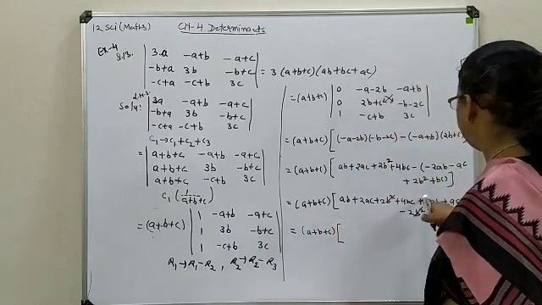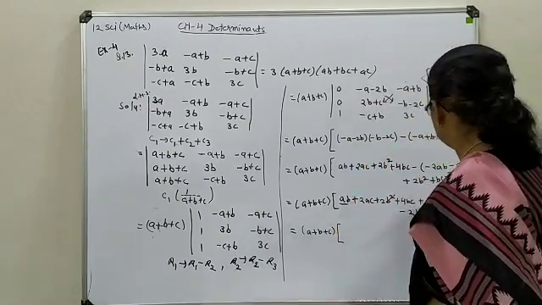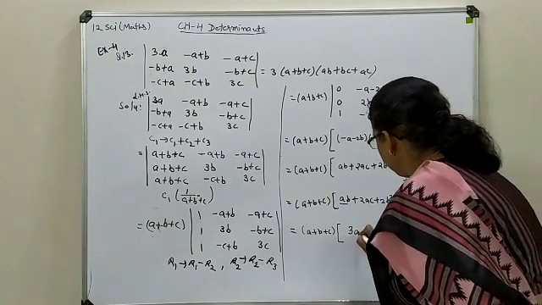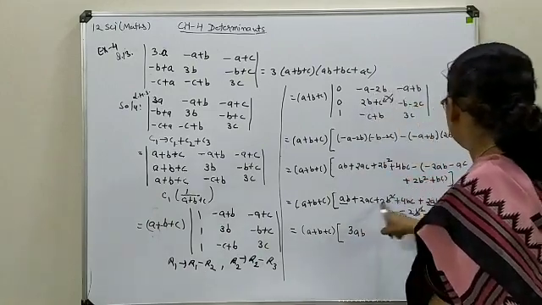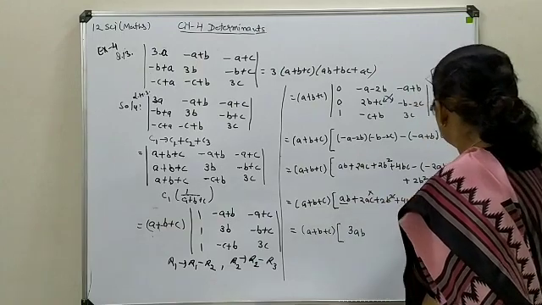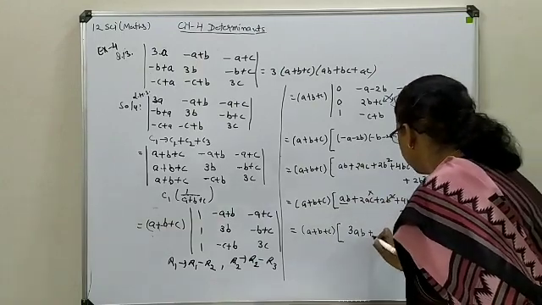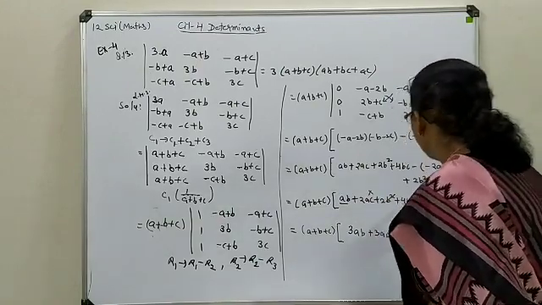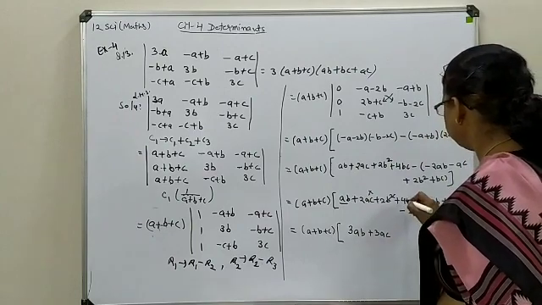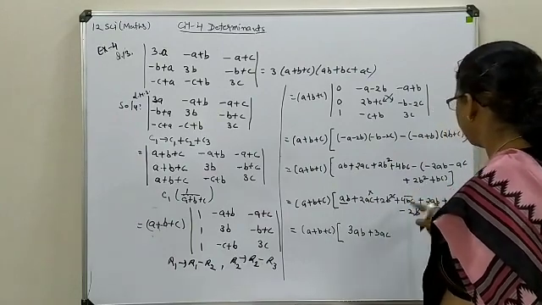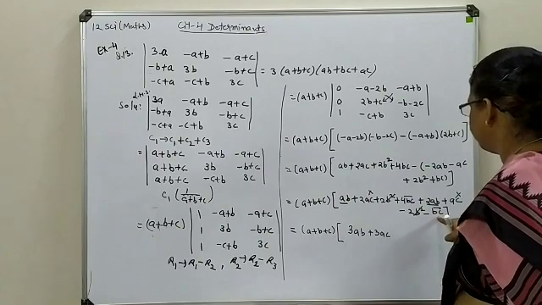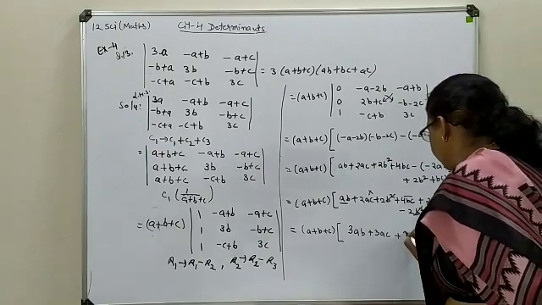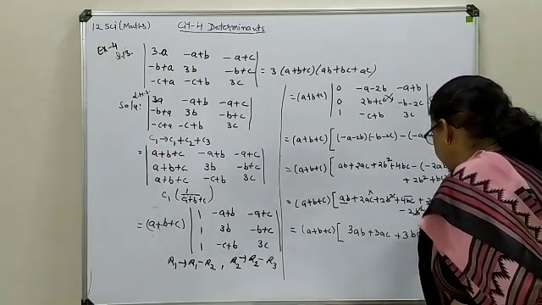Here AB and 2AB will be added, will give you 3AB. 2AC and this AC will add, that will give you 3AC. 4BC subtract by 1BC, so that will also give you 3 of BC.